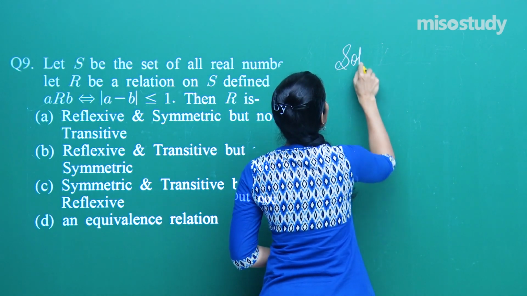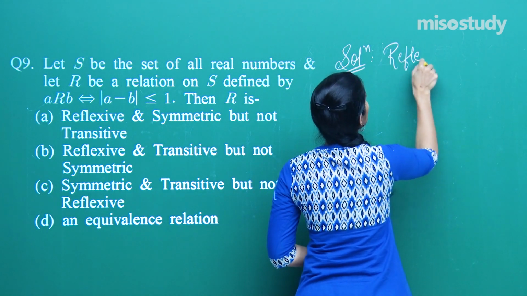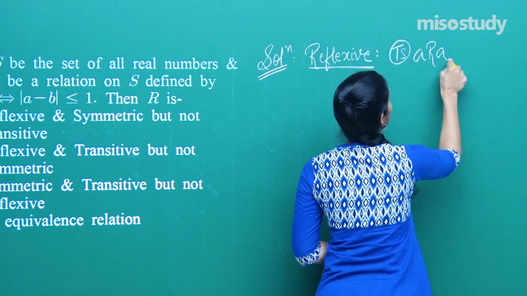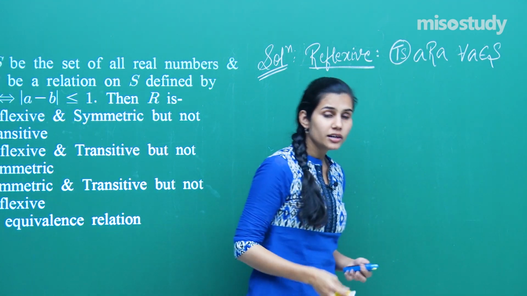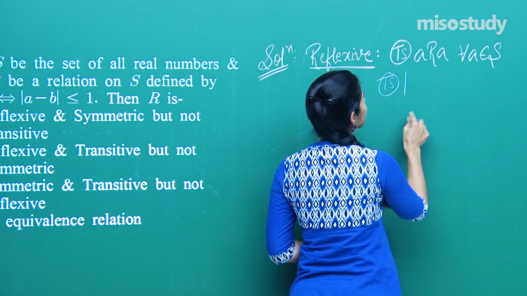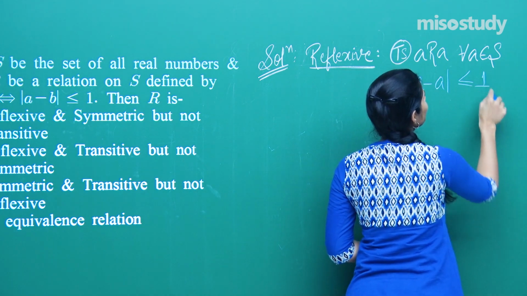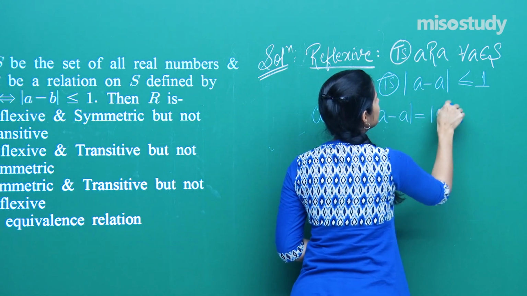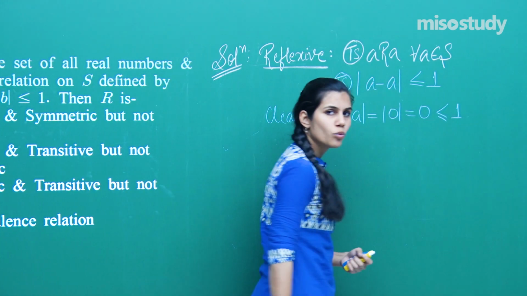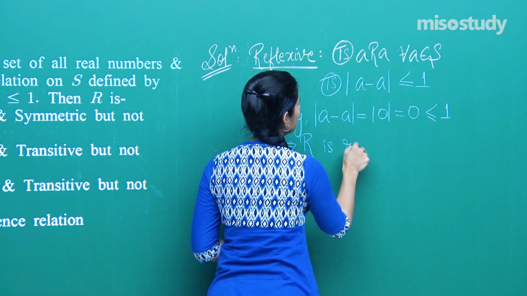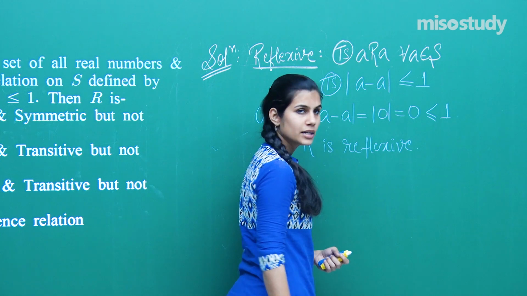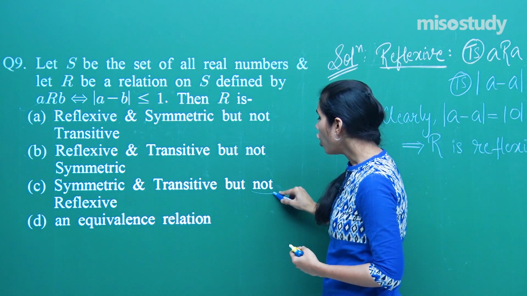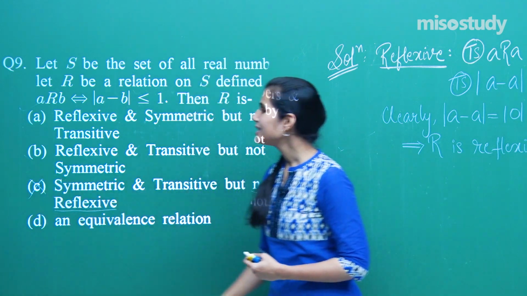Let's start with the very first thing, that is checking whether this relation is reflexive or not. For that, we need to show A is related to A for every A belonging to the set of all reals, which here is denoted by S. That means I have to show the distance between A and A is less than or equal to 1. Obviously, the distance between A and A is 0, which is less than or equal to 1, which implies R is definitely reflexive. Once I know R is reflexive, option C is definitely wrong because it says R is symmetric, transitive but not reflexive.